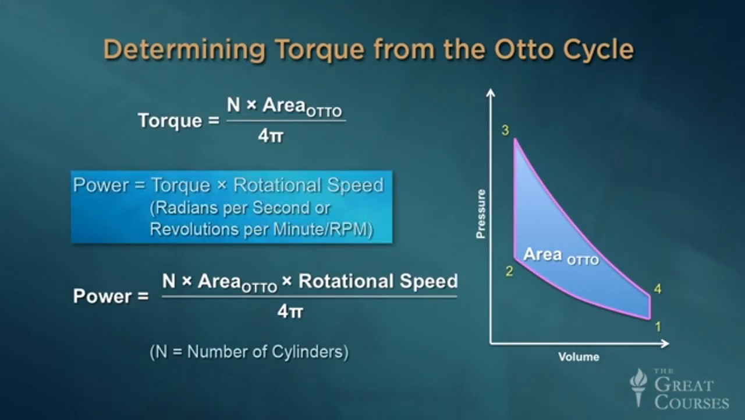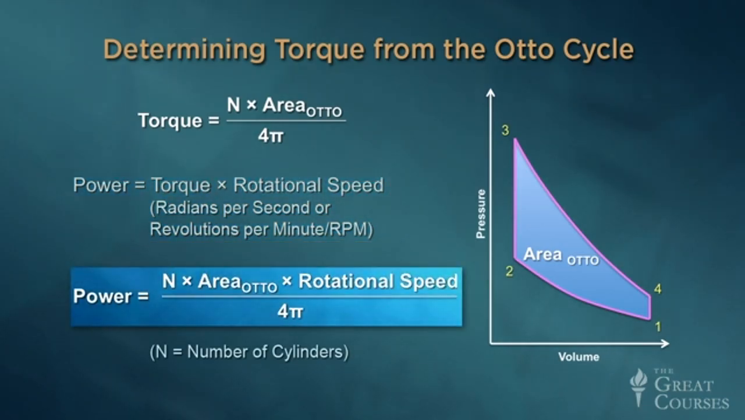Furthermore, the engine's net power output is simply equal to torque times rotational speed, where rotational speed is expressed in radians per second, or with an appropriate unit conversion as the more familiar revolutions per minute, or RPM. Therefore, power too is a function of the area enclosed within the Otto cycle diagram. Let's see if we can use these mathematical relationships and the diagram itself to glean some insights about engine performance.